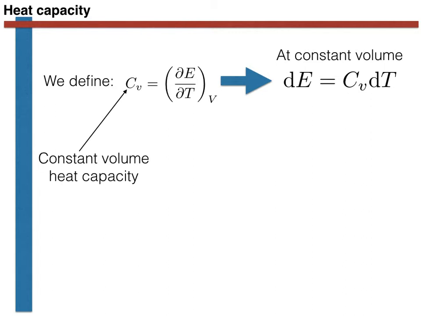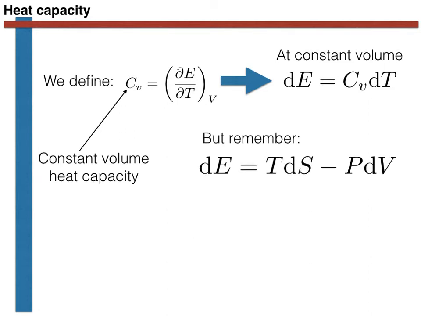We next remember that we can express the infinitesimal dE on the left-hand side of this expression by combining the first and second laws of thermodynamics. We thus have another old friend, dE equals TdS minus PdV. The volume here is held fixed though, so we thus have dE equals TdS, which we can equate with dE equals CV dT.